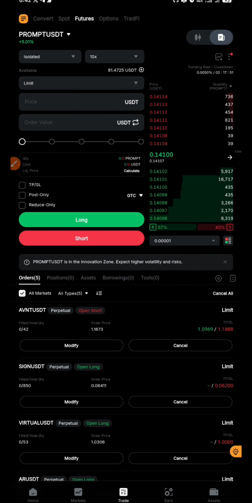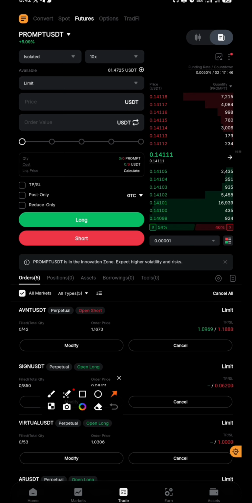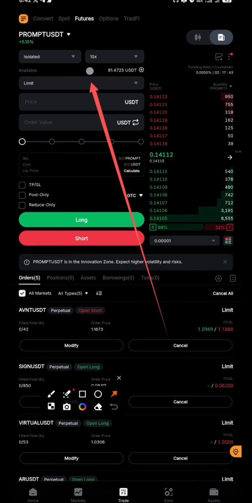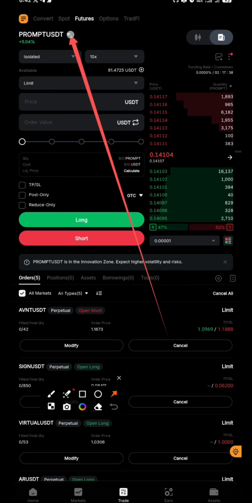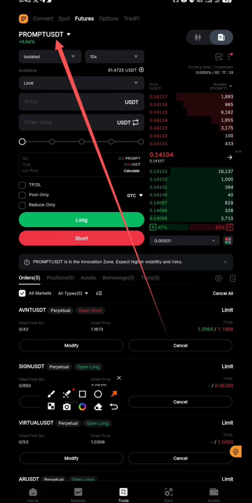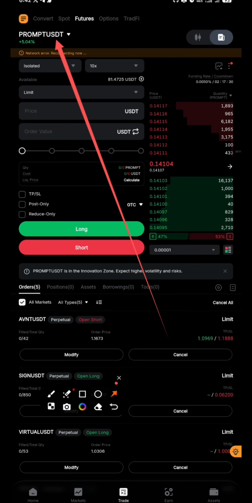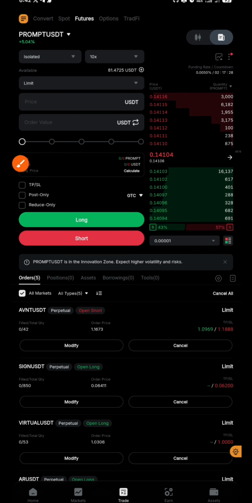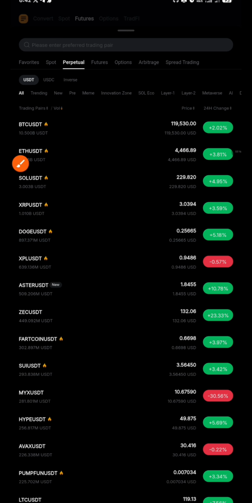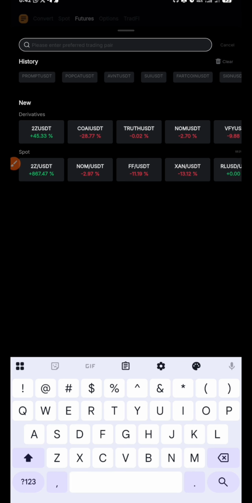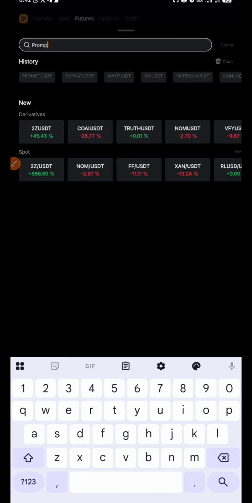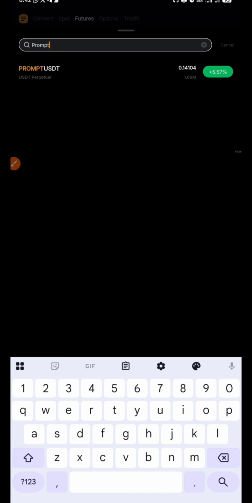So when you get the signal, the first thing you need to do is to click on trade, then click on futures, right? Then change the trading pair. You see this is the trading pair, PROMPT USDT. In case it is any other token that is not PROMPT, you just need to tap on that arrow there, then enter the name of the token you want to trade. But this time it is PROMPT. So you see it appear, PROMPT USDT.